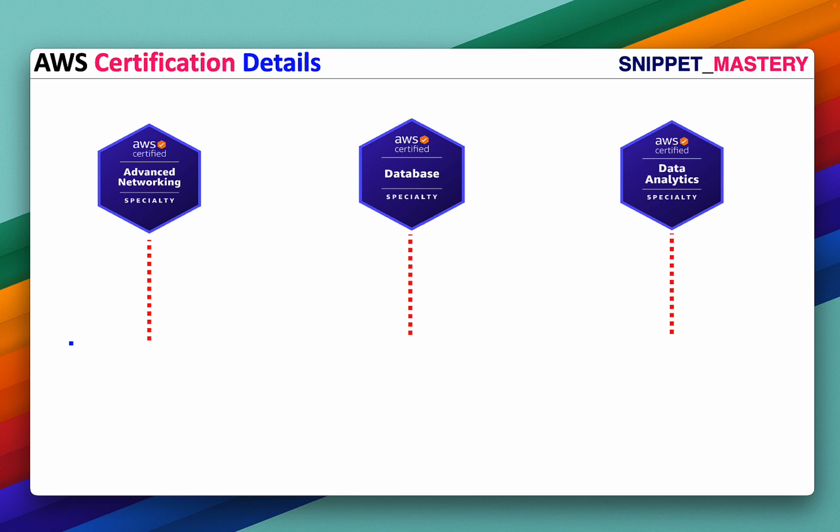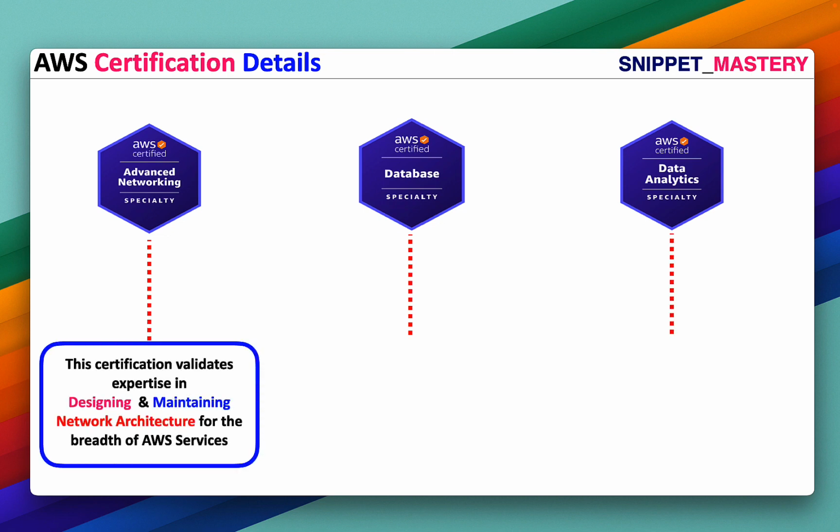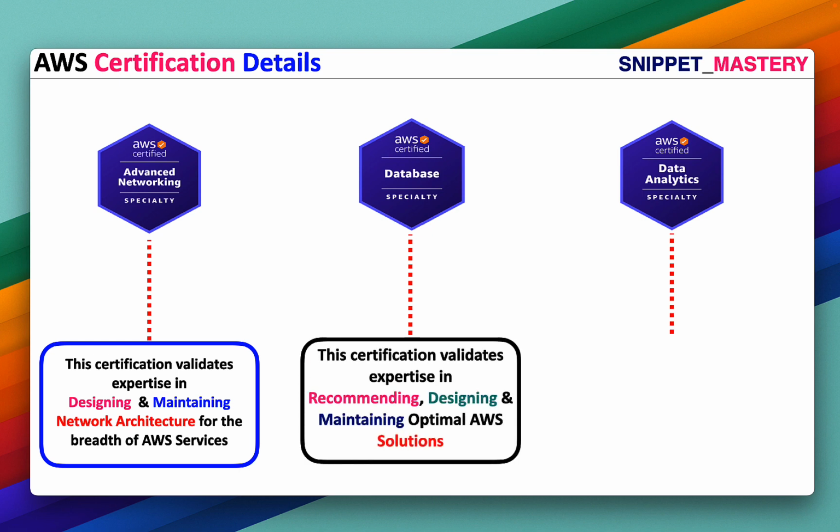So the next is all lined up with the specialty certifications. So we have Advanced Networking, as you know, if you are coming from the networking background. So it's more of designing and maintaining the network architecture internally with the AWS services. And Database is all about working with AWS related database services.